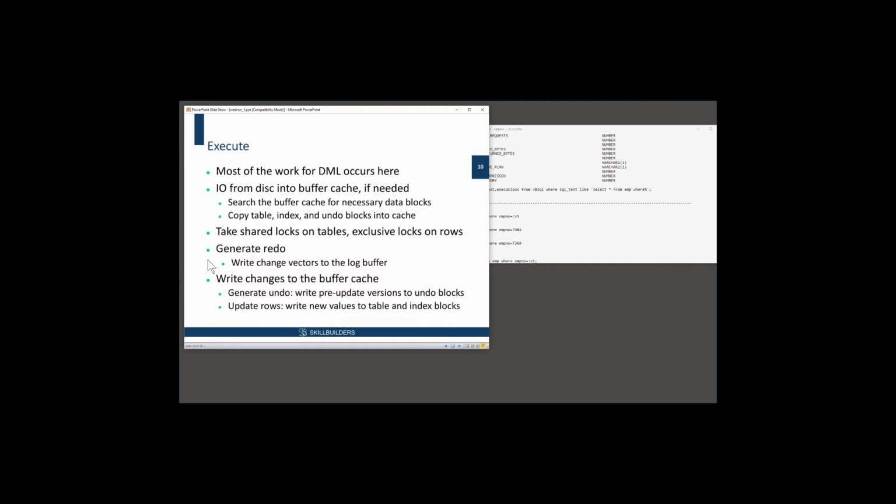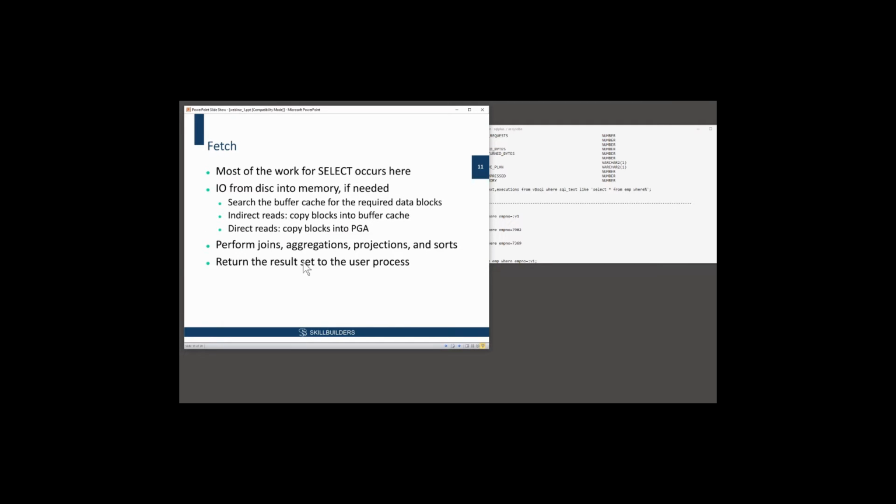Execute. That's DML. It probably involves copying data from disk into buffer cache, then taking locks on tables, exclusive locks on rows, shared locks on tables, exclusive locks on rows. That's more work in buffer cache. Generating redo change vectors, generating undo, more work in buffer cache. The execute phase is where you do most of your DML.